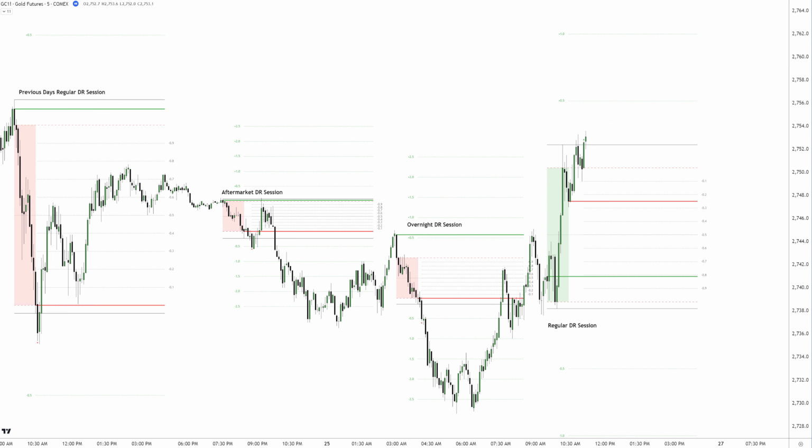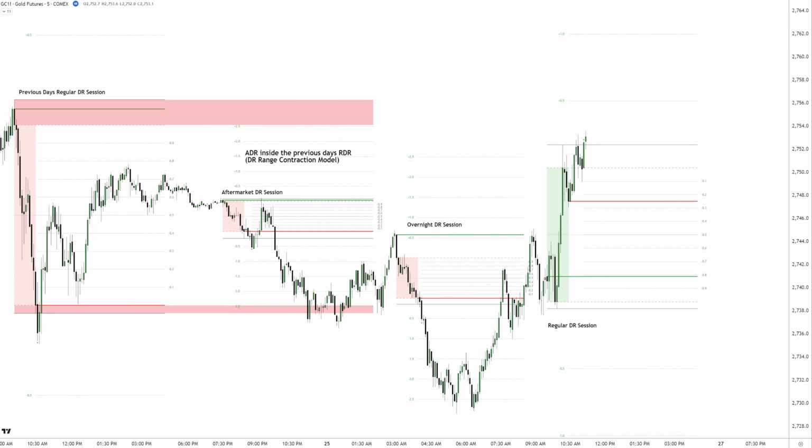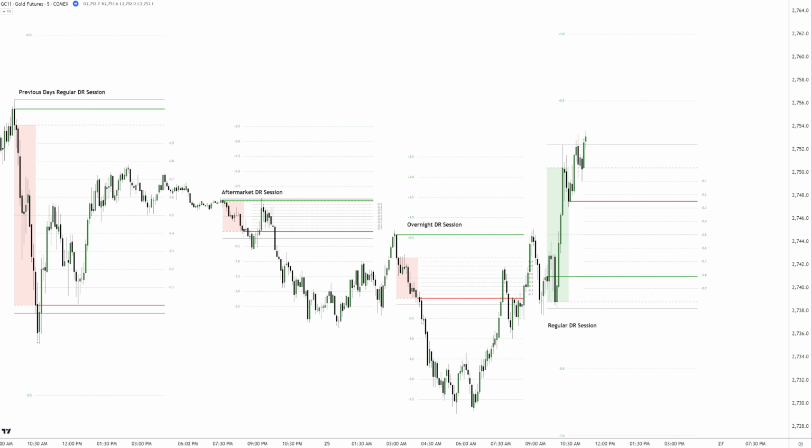Zooming out to see the bigger picture, we notice that the day started with the aftermarket DR session sitting inside the previous day's regular DR session, which I refer to as the DR range contraction model. Later in the overnight DR session, price took out a significant low from the previous day's regular DR session before pushing higher, likely where the squeeze occurred.